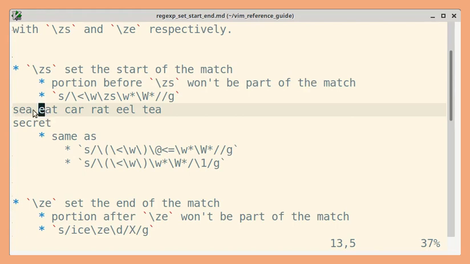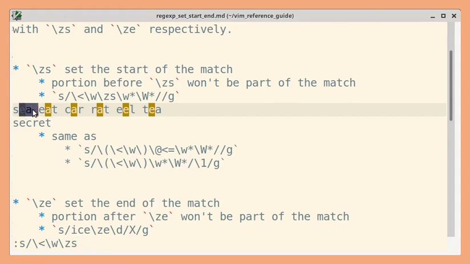So suppose this is your input line and you want to retain only the first character of each word. The rest of the characters you want to remove. So you can match the start of a word using a word anchor, and this particular character you can exclude from the match by setting the start of the match. So the portion that comes after this will be part of the matched portion, whereas this particular character will not be part of the match. So we have captured the first character of a word.